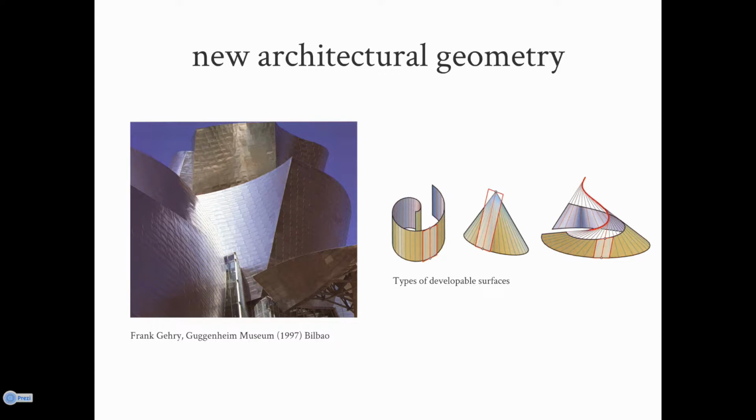Now, I believe this has led to a kind of knowledge transfer from this research field of architectural geometry into architecture. New parts of mathematics and geometry become important because it is relatively easy for architects to create these very spectacular forms.